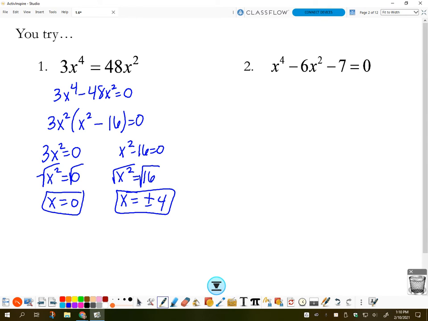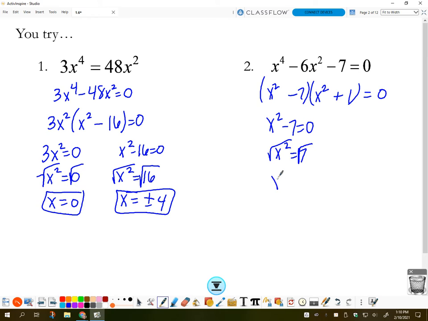All right, number 2. 3 terms means we're going to guess and check. We need x squared, negative 7, positive 1 will give me negative 7 when I multiply, and negative 6 when I add. We're going to do x squared minus 7 equals 0. Add the 7, take the square root, and x is positive or negative root 7.